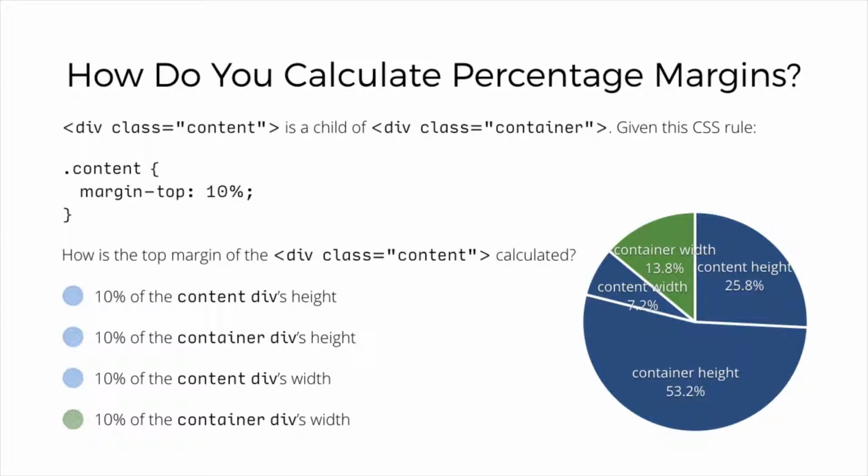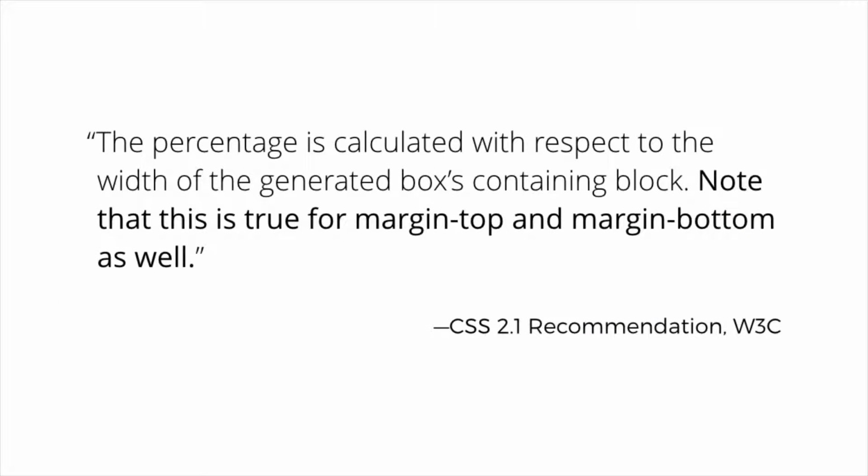So if you don't believe me, well, there's the breakdown, by the way. The answer is 10% of the container div's width is how we calculate that top margin. If you don't believe me, here's the quote from the W3C. The percentage is calculated with respect to the width of the generated box's containing block. Note that this is true for margin-top and margin-bottom as well. They know it's crazy. That's why they put the extra sentence in there to explain it.